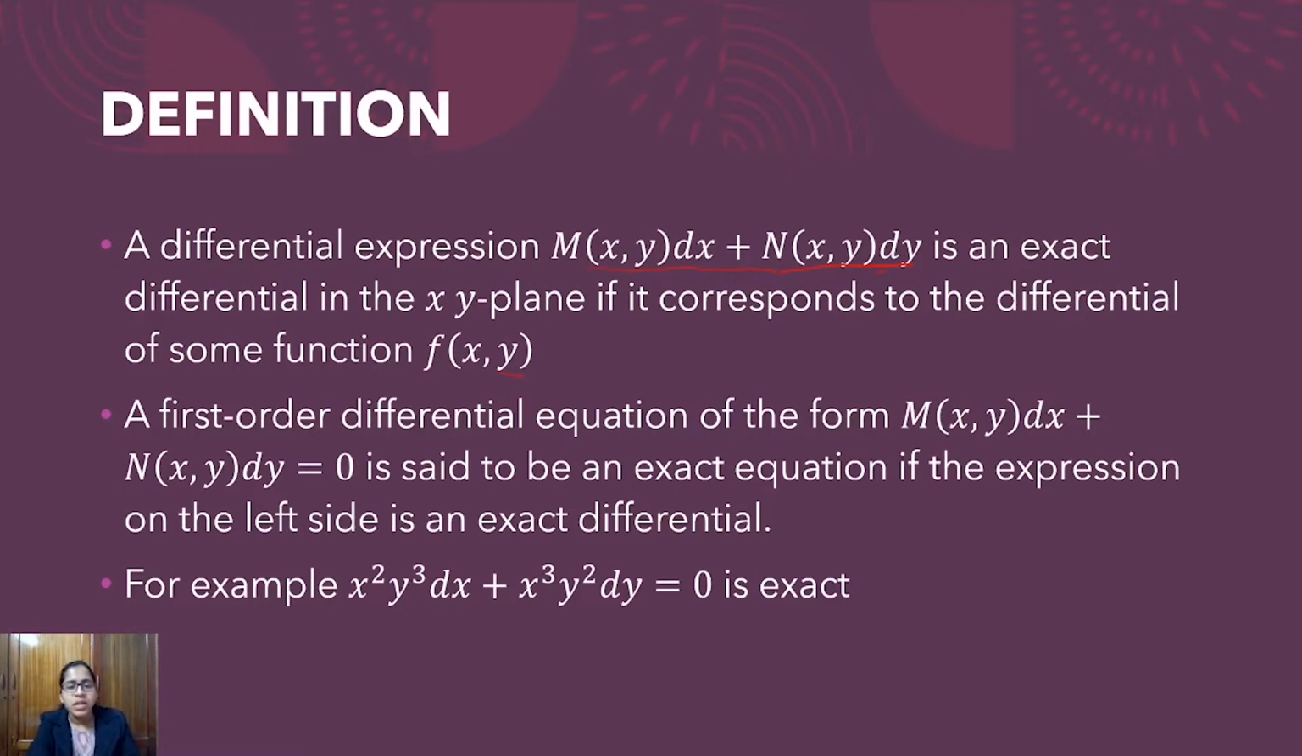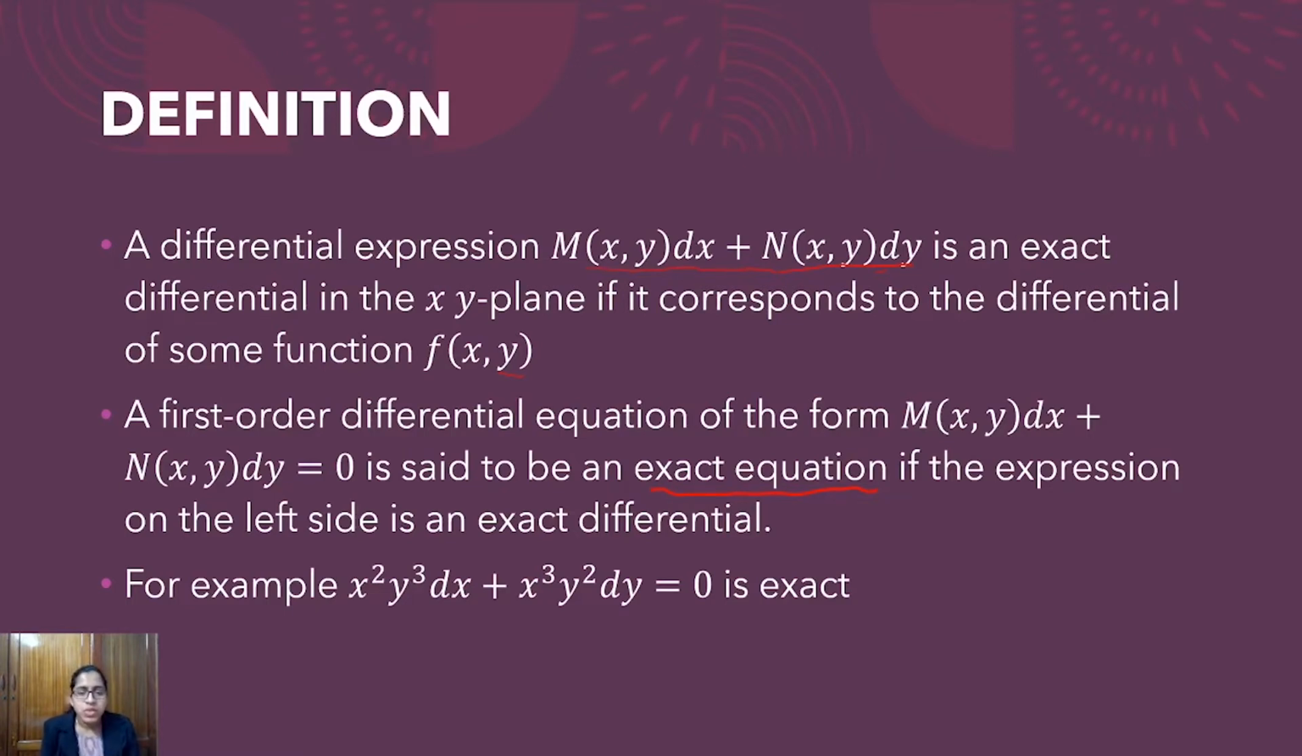This is also like a first order differential equation. M(x,y) dx plus N(x,y) dy equal to 0 is said to be an exact equation if the expression on the left hand side is an exact differential. So the first definition was about an exact differential, and the next definition is what is meant by an exact equation: M dx plus N dy equal to 0 is an exact equation if M dx plus N dy is an exact differential.